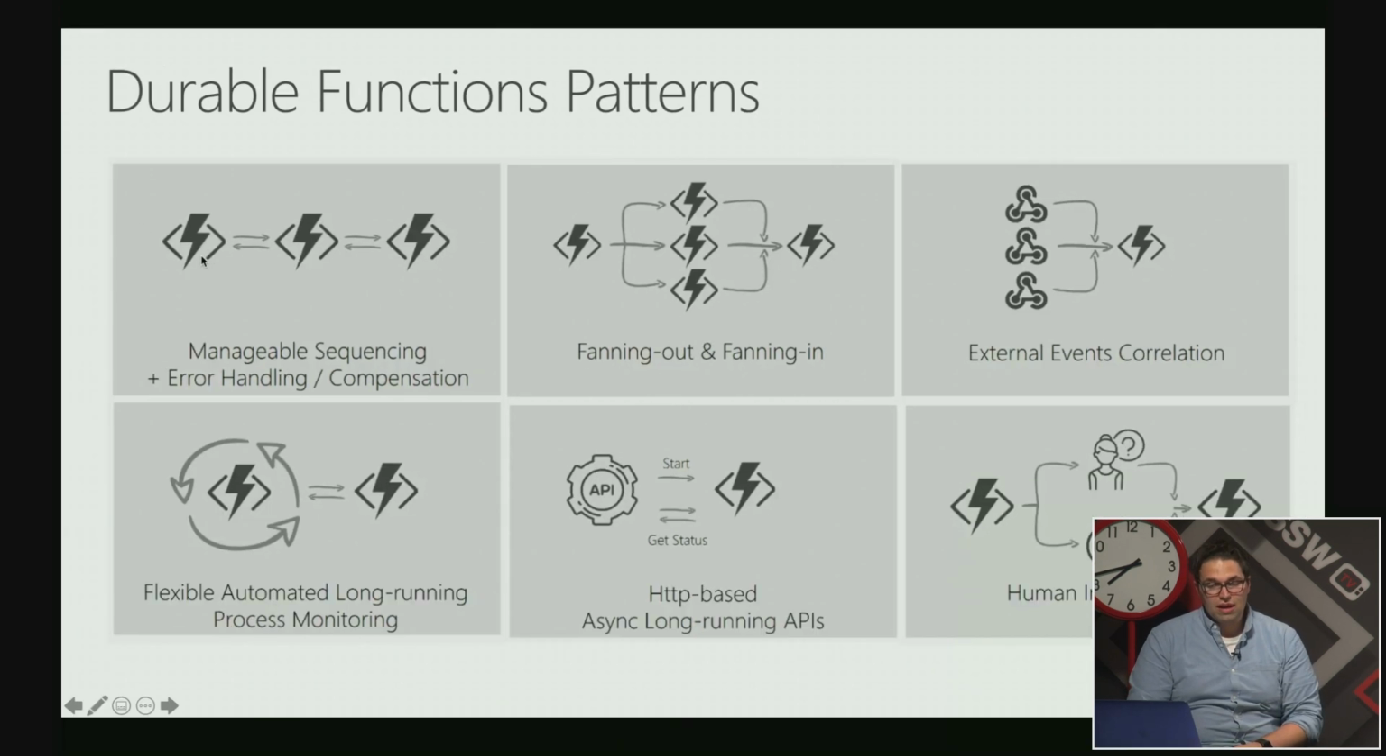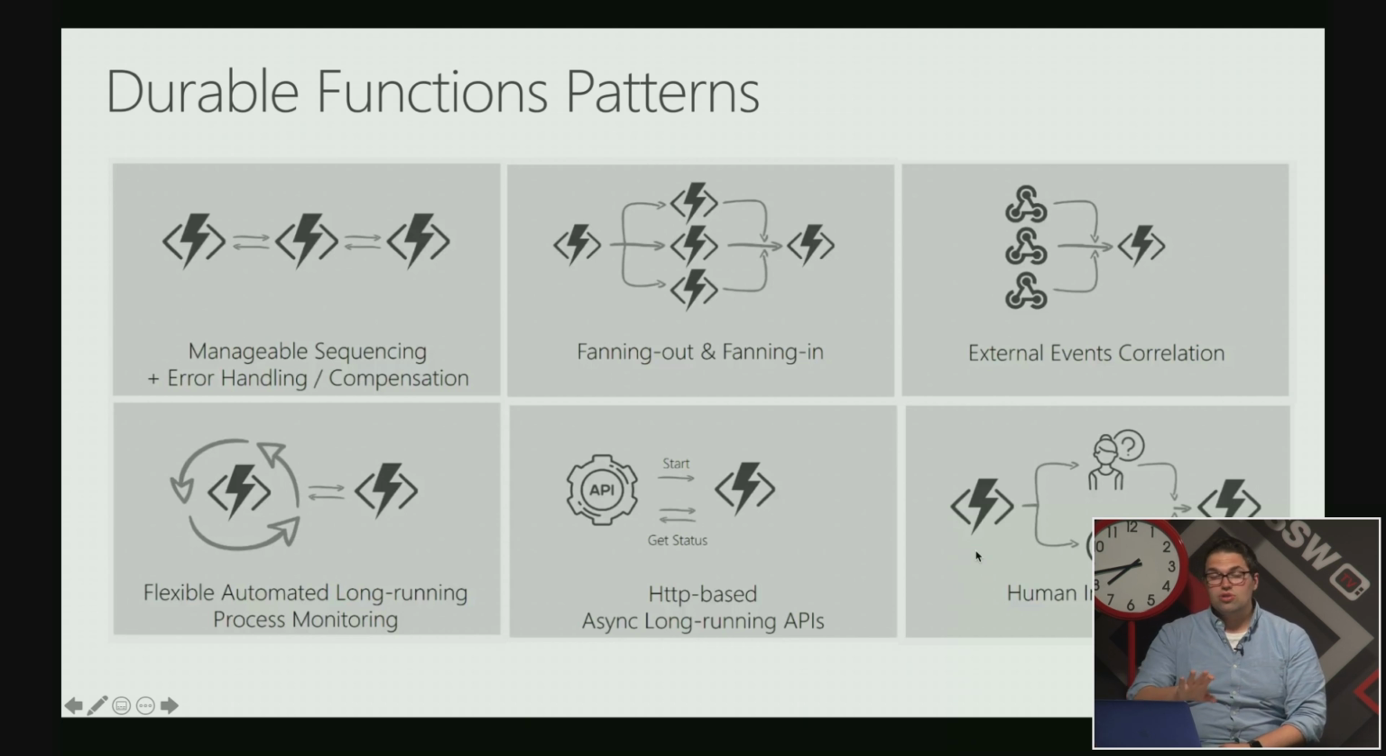You can just say call function 1, then function 2, then function 3. You can do this fan out, fan in. This is what I want to use for our order processing thing. Fan out and do a parallel execution to look up every order process, and then when you've finished everything, fan back in. You can get external events. You can do long-running, more stateful, actor-like things. Long-running APIs and human interaction.